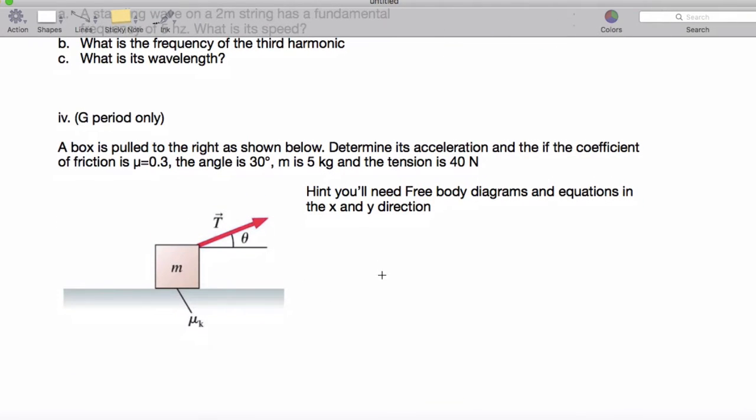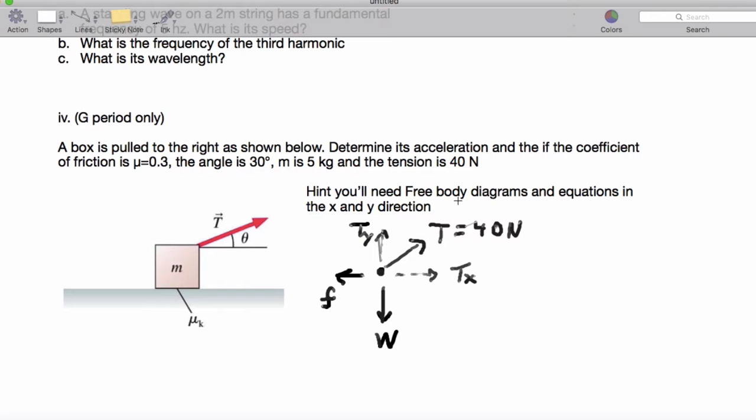So let's start with the free body diagram. I have this tension, it's equal to 40 newtons, and I've got an X and a Y component to this tension, which I'll write like this. There's a friction force, and there is the mg weight force pulling down.